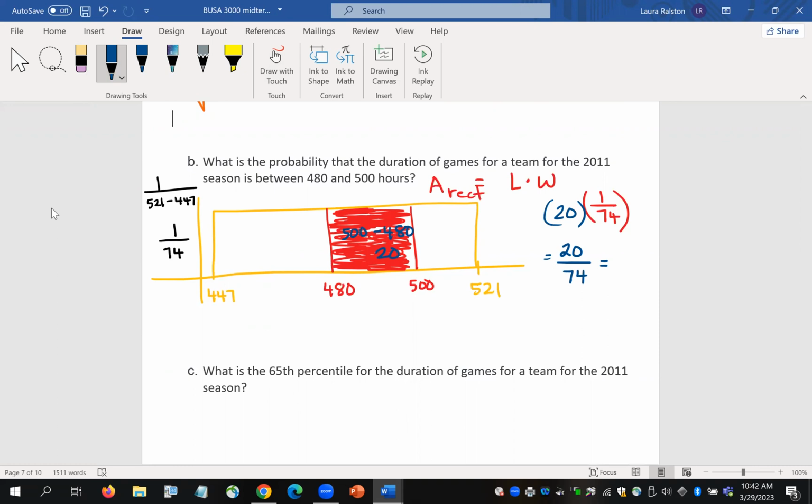That would be, let's see, if I divide by 4, nope, divided by 2, we're going to get 10 over 37. As a decimal, that is 0.270270270. So if we round it to 3 places, it's going to be approximately 0.270.